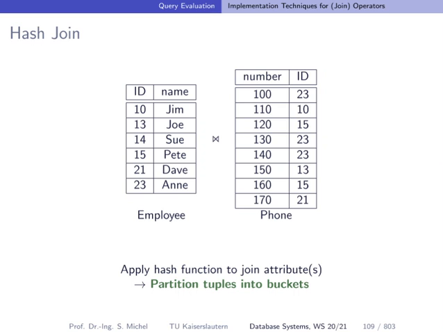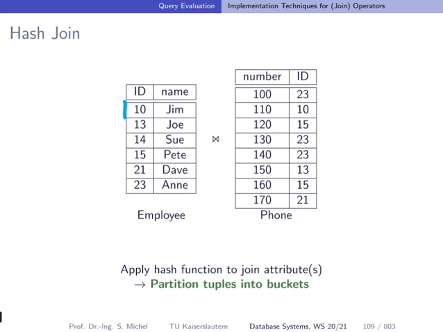The hash join is another important join algorithm. In order to illustrate it, let's have a look at these two tables, employee and phone. So we have the names of the employees of a company and the phone numbers. In this case, we will use the ID column to make the join. That means we want to join, for instance, this tuple with 10 and Jim with 110 and Jim to see that Jim's phone number is 110 and so on, right?